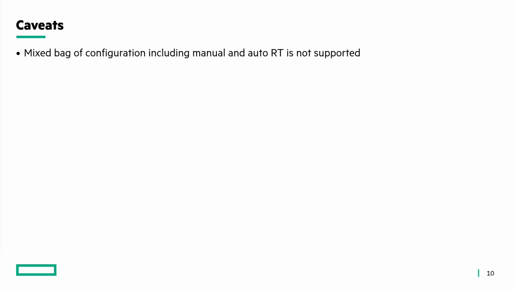Okay, as to caveats, there really aren't many. So you want to avoid the mixed bag of configurations where you have manual and auto route target assignments, as that's not supported. You want to maintain consistency across the fabrics in terms of how the route targets are created. If you want to use manual, then that's fine, but don't mix the two.